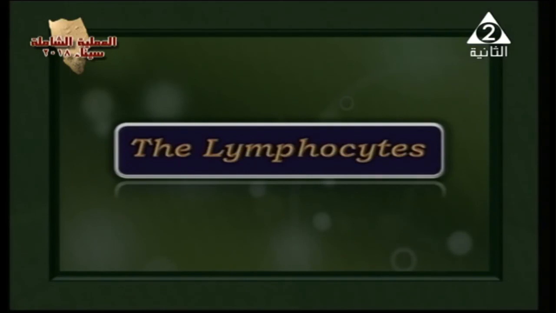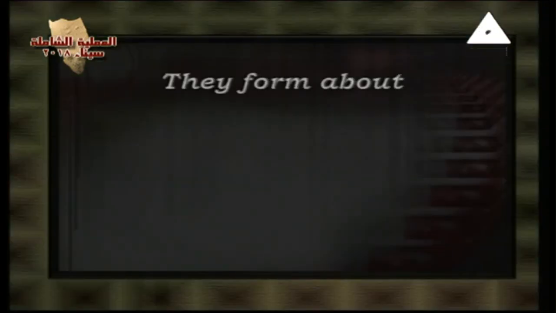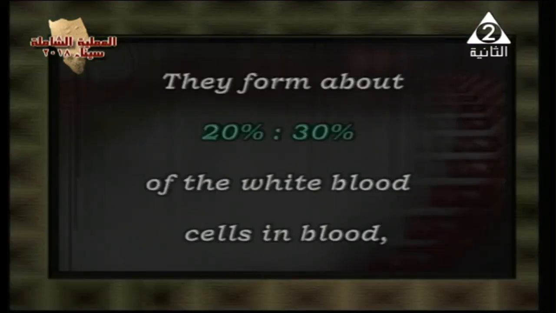Well, the lymphocytes form about 20% to 30% of the white blood cells in the blood. So right now we're talking about what? The lymphocytes only. They are a type of white blood cells, and they represent about 20 to 30% of the total amount of the white blood cells.